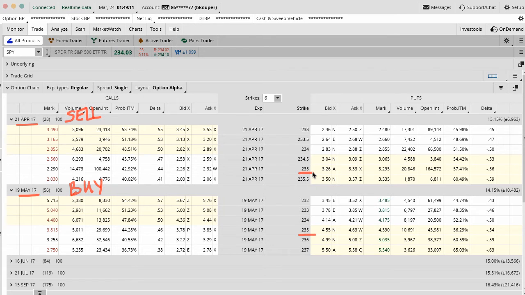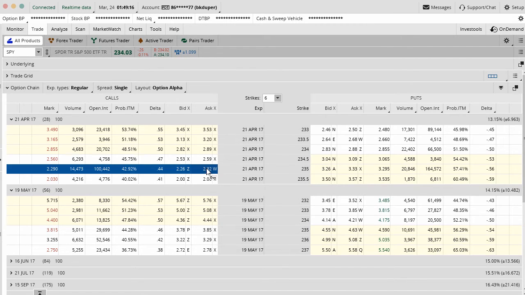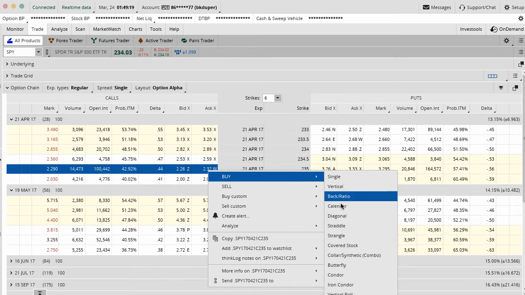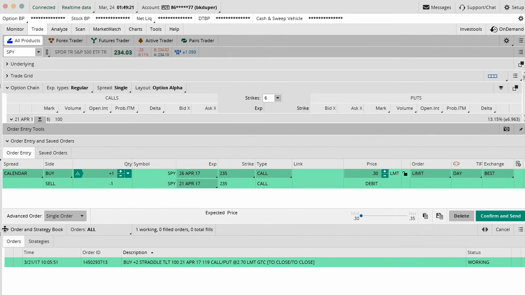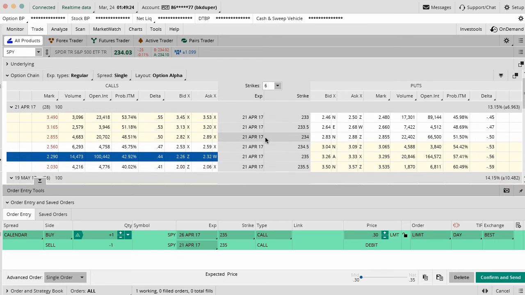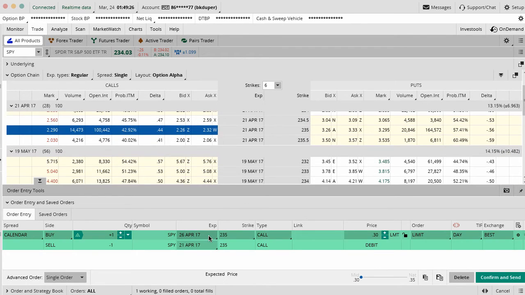235 calls in April. Now, you can execute this order by right-clicking on the April contracts and going over to buy and then calendar. So that will be the first one that you do. Now, again, what Thinkorswim and most broker platforms do is they default your order. So they say, okay, we recognize you want to sell the April 21 contract, which expires on the 21st of 2017. We recognize that that's going to be your sell, but they default in here that the next available purchase is the next contract out, which is actually the weekly contracts.